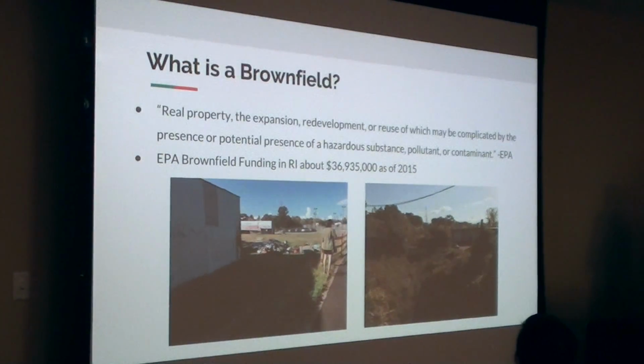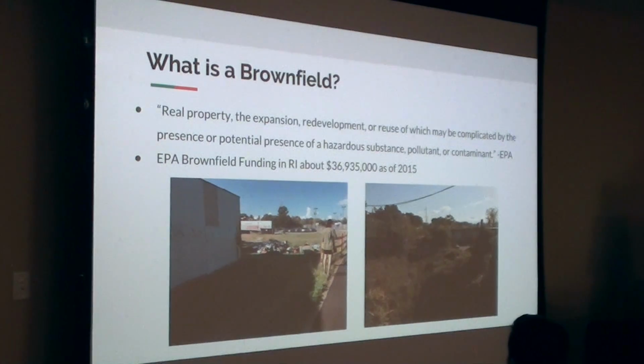So what is a brownfield? There's a lot of areas on the Seekonk shore that are categorized as brownfield. So a brownfield site is real property, the expansion, redevelopment, or reuse of which may be complicated by the presence or potential presence of a hazardous substance, pollutant, or contaminant. That is the definition from the EPA.